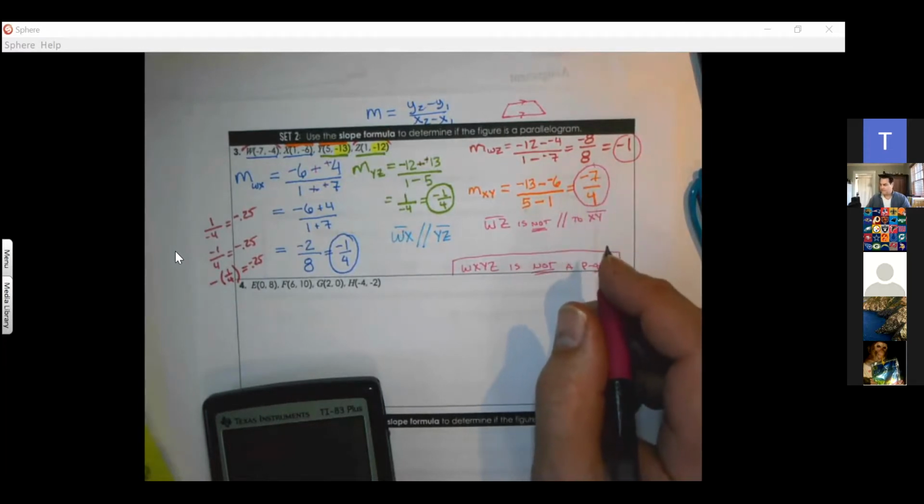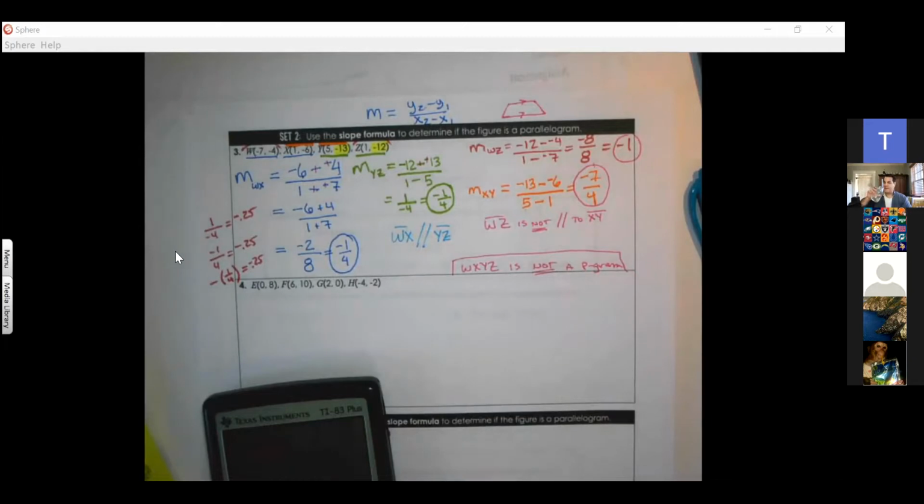So if they're not the same slope, they're always not going to be a parallelogram? Correct. Okay.